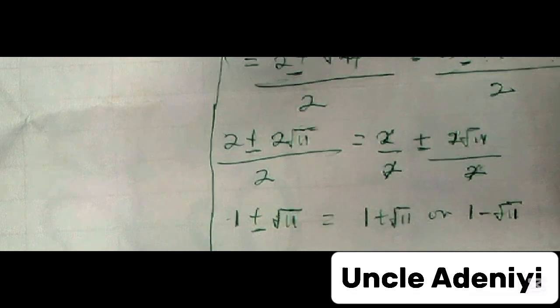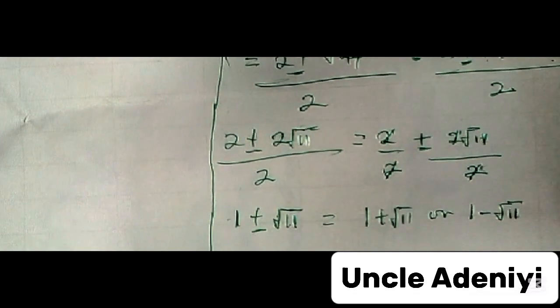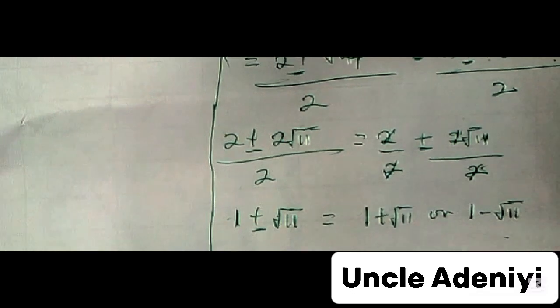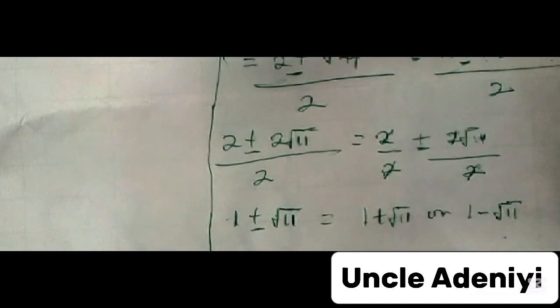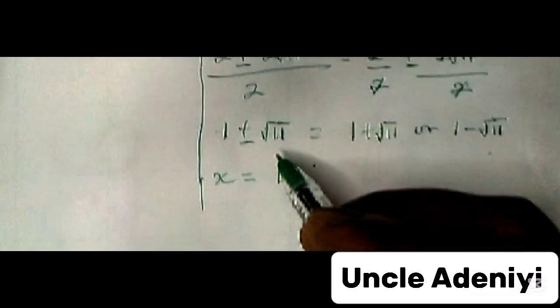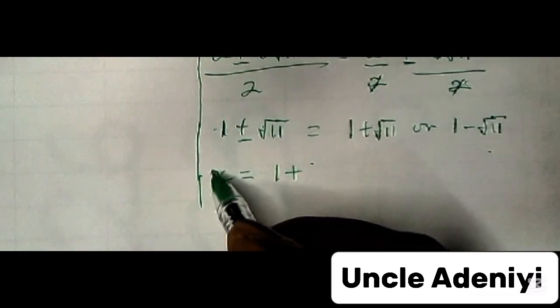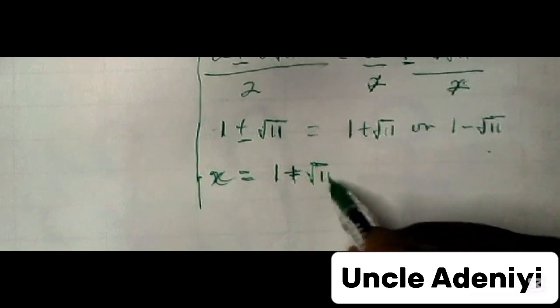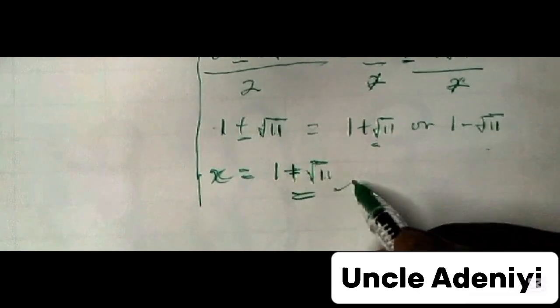Now, for logarithm's sake, we'll not be making use of the negative, we'll make use of the positive. Your x must be positive, right? So this will now be x equals 1 plus square root of 11. This will be the answer.